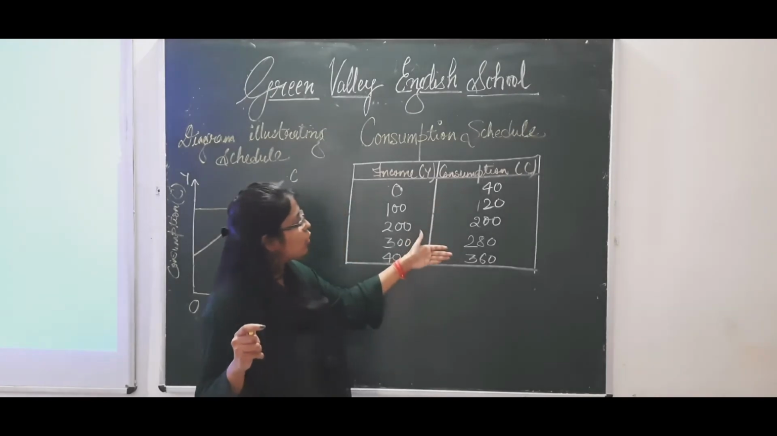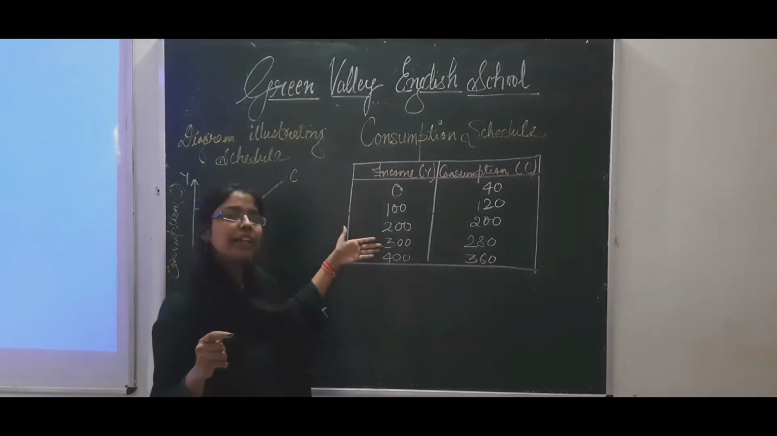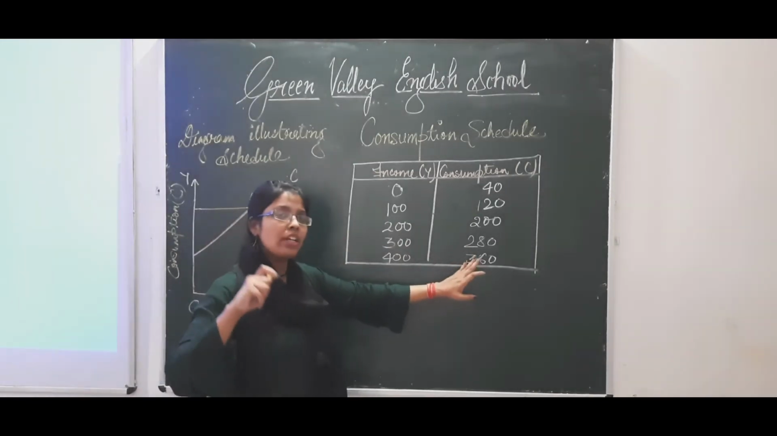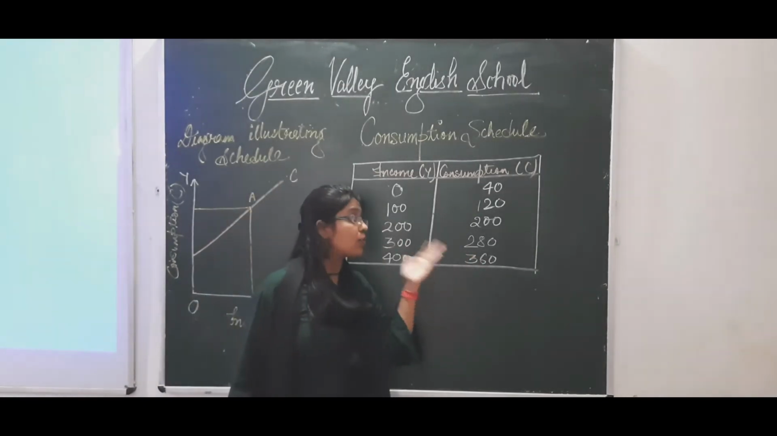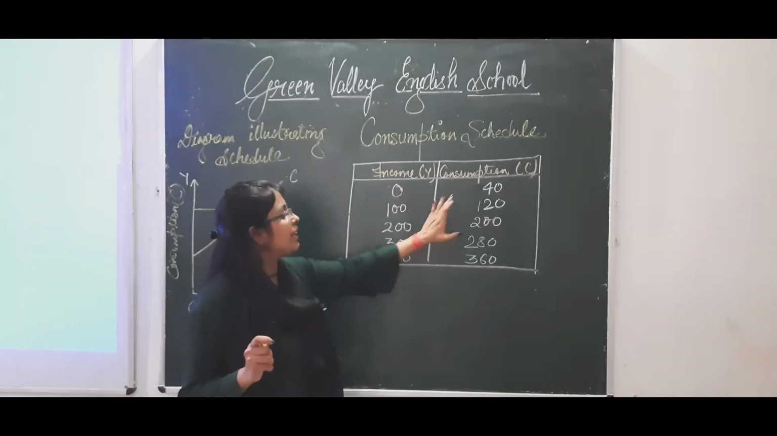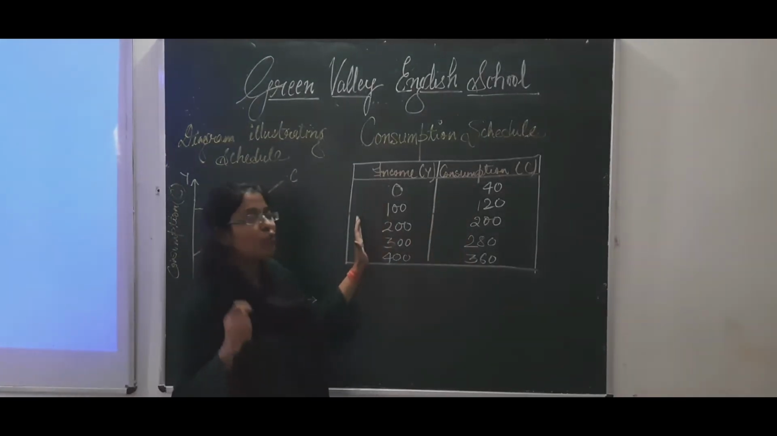So it's very easy for you to write the consumption and the income. You need not mug up or learn. Students sometimes learn and put a wrong value, for instance, instead of 280 they put 260. Why? Because they miss the concept. The concept is that there is a difference of 80 in consumption and a difference of 100 in income.